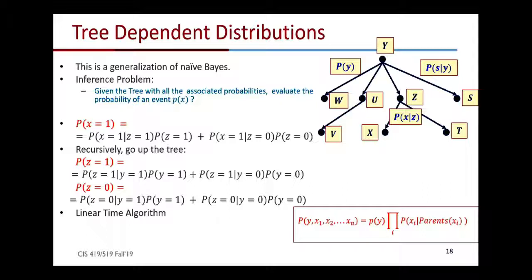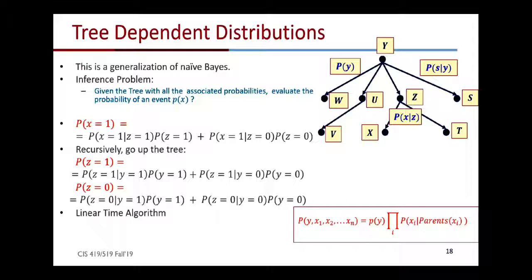But now I have to go up recursively on the tree because I need to compute P of Z. Again, I'm going to condition on the parent of Z. This is a shallow tree, so I'm already at the root here. P of Z being 1 given Y being 1 times probability of Y being 1, and the same thing, condition on Y being 0 times P of Y being 0. And I can do the same thing for Z equals 0. Now notice that in both cases, I know everything, because I know P of Z given Y, the conditional probability on this edge, and because I reached the root, I also know P of Y. So I know P of Y being 1, P of Y being 0.